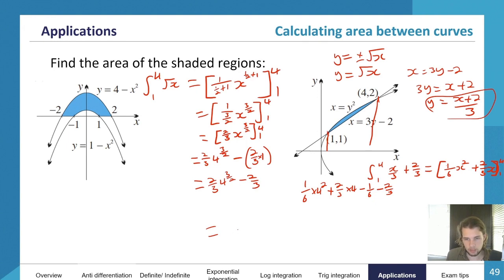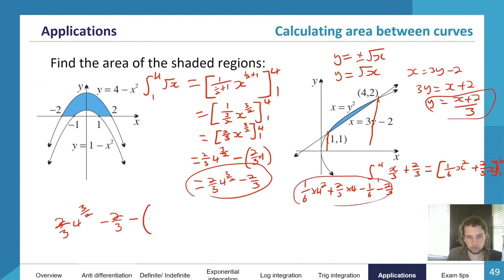Now we can throw everything together. So it becomes 2 over 3. So we're getting this top line area, 2 over 3 times 4 to the power of 3 over 2 minus 2 over 3. Then we're subtracting all of this other line that we've found, all of this other area: 1 over 6 times 16 plus 2 over 3 times 4 minus 1 over 6 minus 2 over 3.